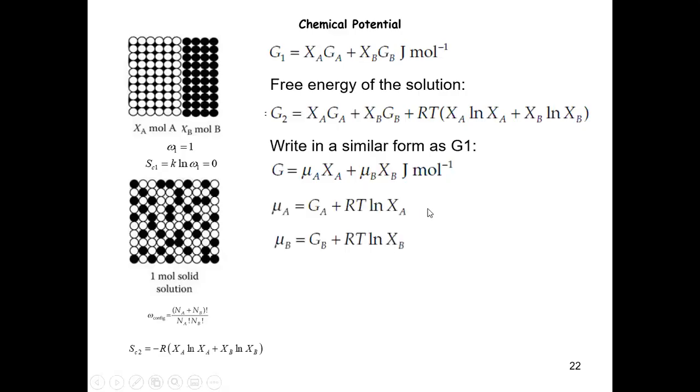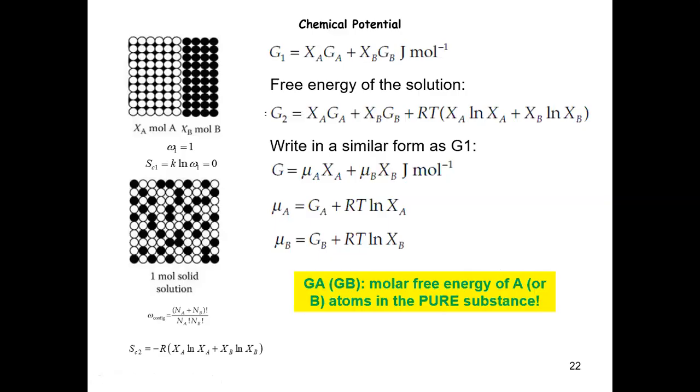So what is mu A and mu B? It's given by this, okay? So it has this GA and also this part that you couple with the logarithm of XA, and you have mu B, which is the same thing. For those of you who have taken thermodynamics, do you know what we typically call mu A and mu B? Chemical potential. This is what we call the chemical potential, right? Does that make sense to everyone?